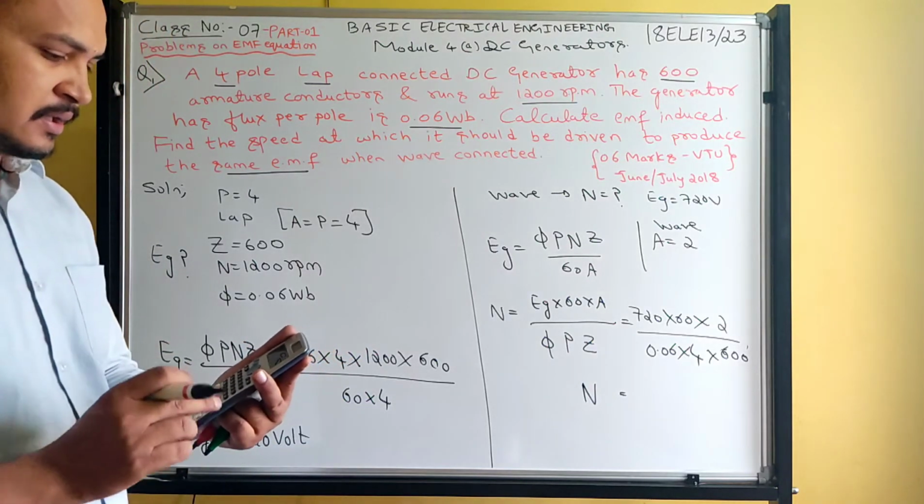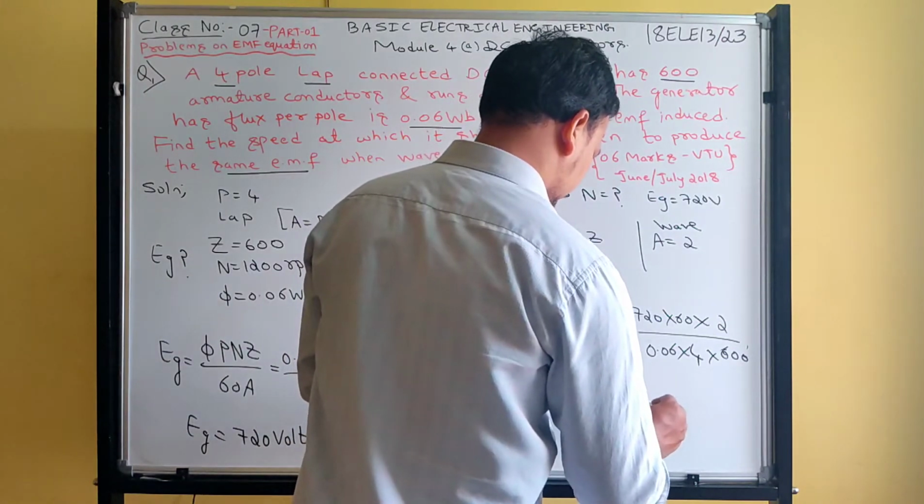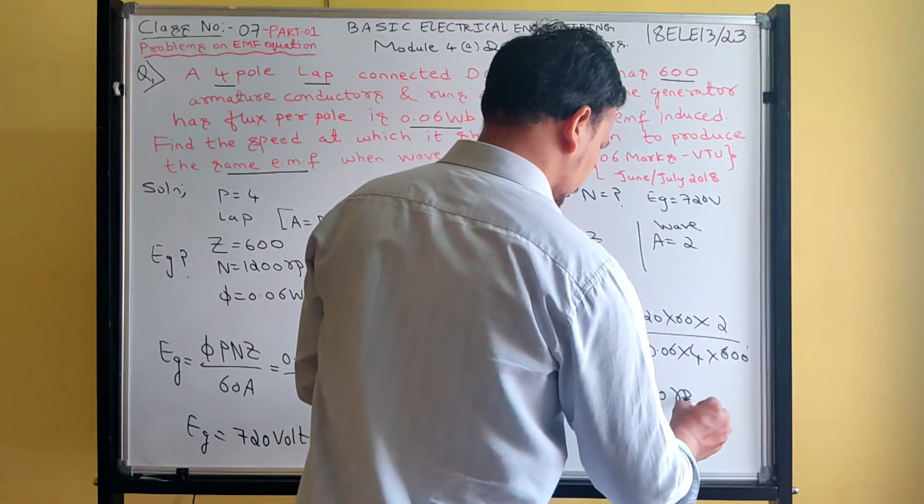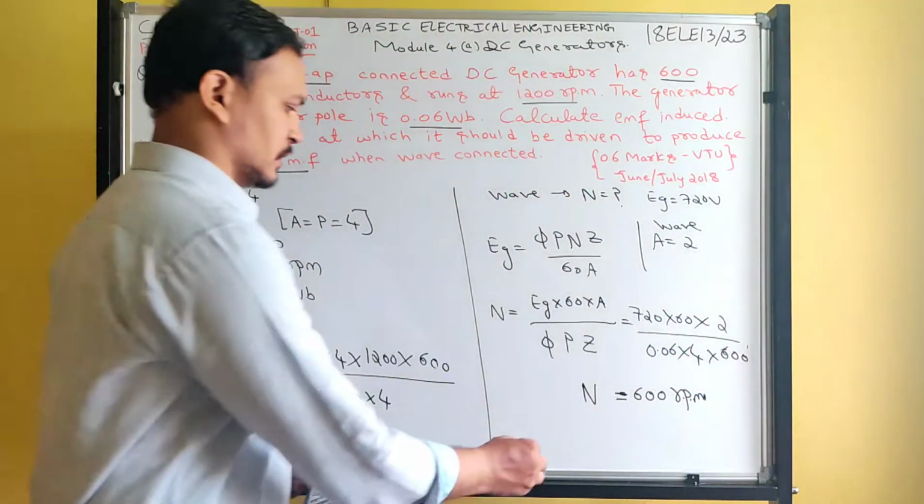By solving that, we got the new speed as 600 RPM. This is the correct answer, the final answer.